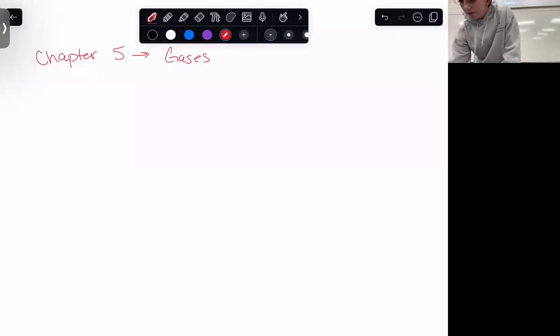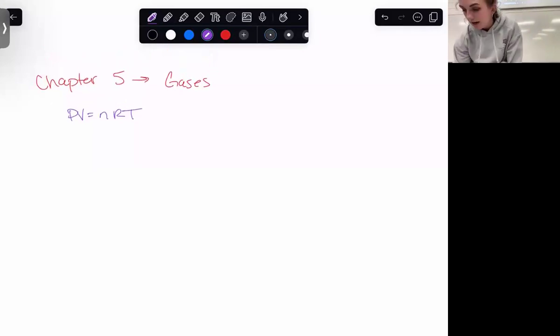PV equals nRT, awesome. All right, so we have PV is equal to nRT. What do we call this? Yep, your ideal gas law.